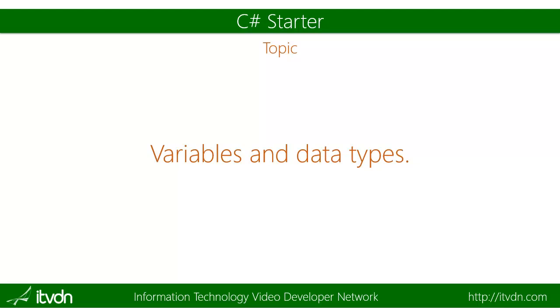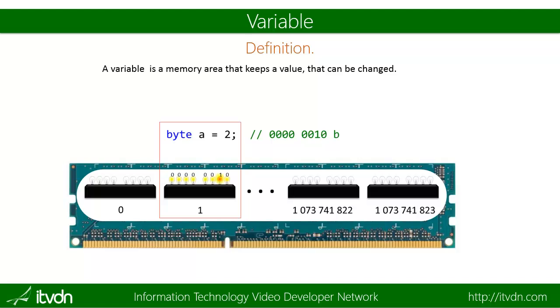Today we are going to look at variables and data types. The first thing I want you to understand is the definition of a variable. A variable is a memory area that keeps a value that can be changed. What does this mean? By memory area, it means a location in your RAM, a location in your random access memory. And the value that you assign to it can be changed during your work.